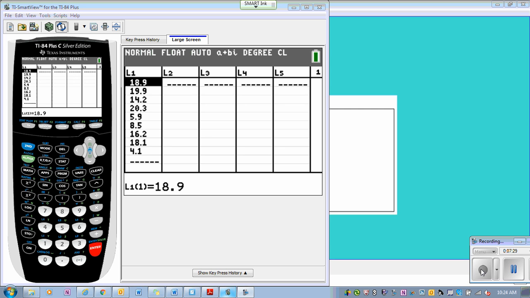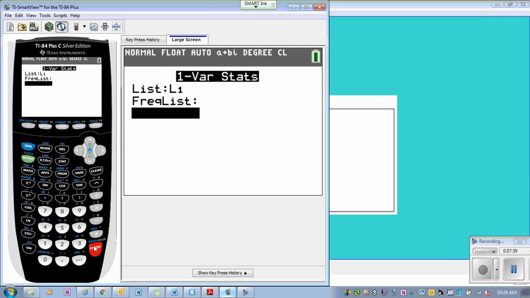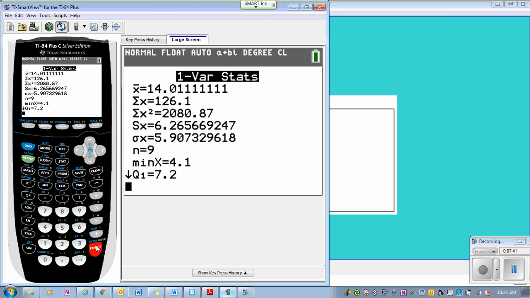So now that all of our points are in, I'm going to go back to Stat, go to Calc, and then that first option, 1 bar stats, that's what I'm going to click. And look at that, right? X bar, the first one, that's your mu. The bottom part is for the box plot, because it has the lower and upper quartiles. So we have mu.